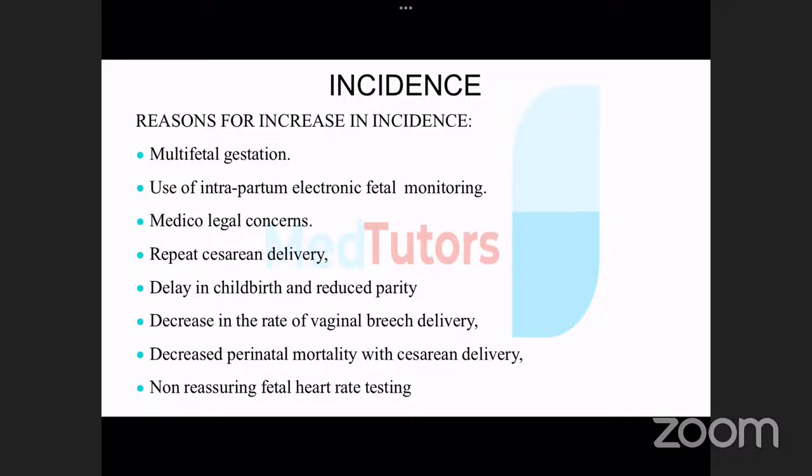Of course, we said non-reassuring fetal heart rate. Whenever you use electronic fetal monitoring, either electively or in an emergency, it is associated with a high rate of detecting fetal heart rate abnormalities. And once such abnormalities are found, people will tend to jump to the conclusion of fetal distress and rush for cesarean section. Next slide.